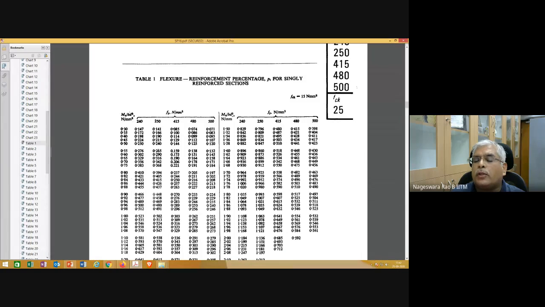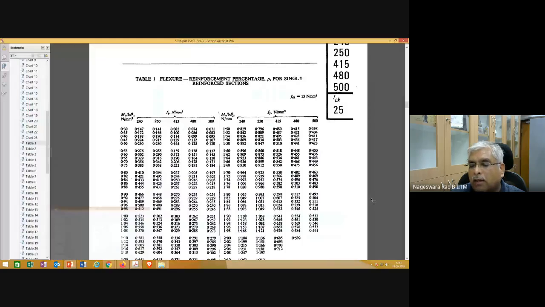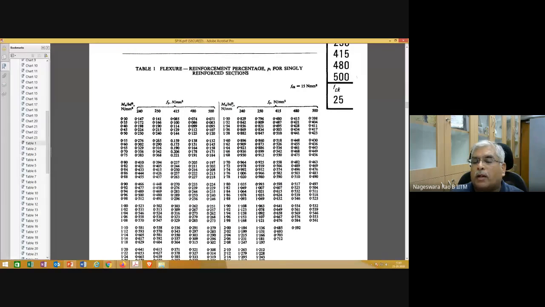So once you know Mu divided by BD square, let me go to the slide. Once this value is known, you need to pick the corresponding table which corresponds to the grade of concrete and grade of steel, and depending on the grade of concrete and grade of steel, read the corresponding value to get the percentage of steel. So this equation is actually presented in the form of a table for designers' convenience.